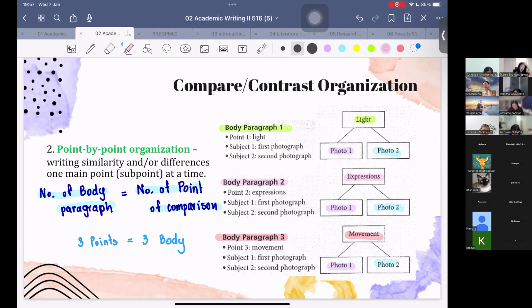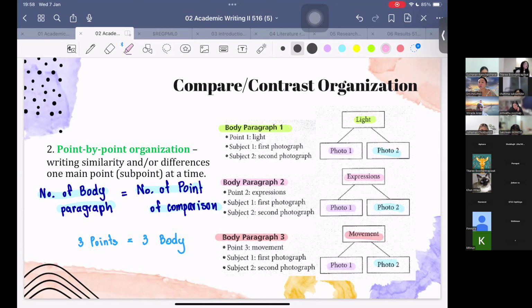What I mean by the structure is that, as you can see, in the details for each body paragraph, I always start with photo 1 and then followed by photo 2. So that is the structure that I create in order to make it easy for the audience to catch up.